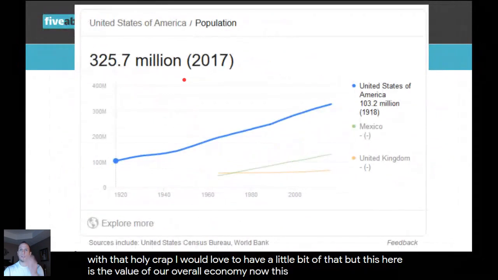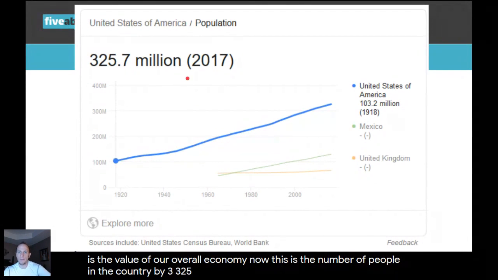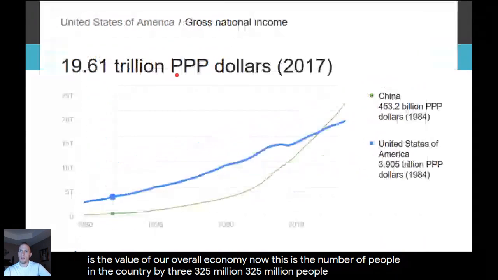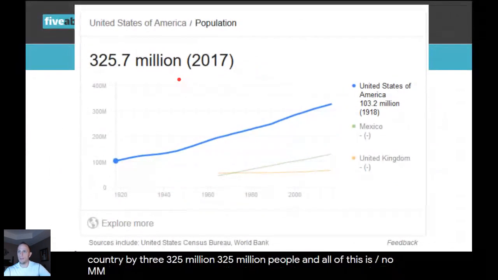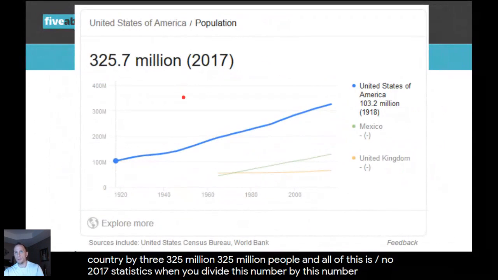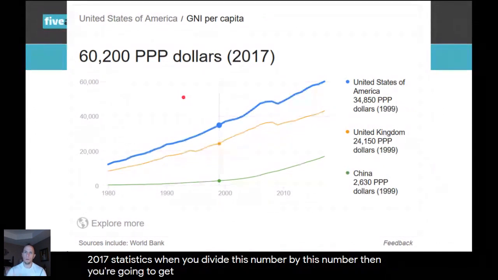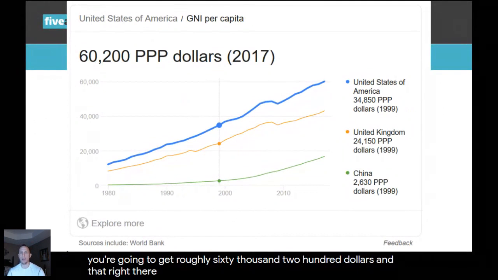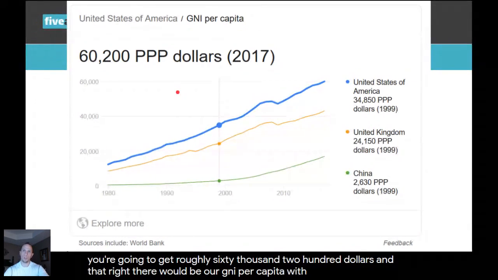Now, this is the number of people in the country, about 325 million, and all of this is per 2017 statistics. When you divide this number by this number, you're going to get roughly $60,200, and that right there would be our GNI per capita with purchasing power parity.